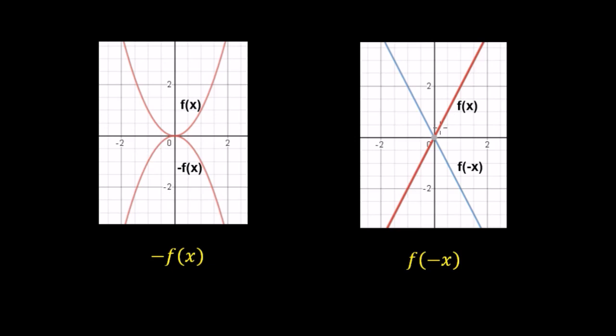We can take the original function f of x and we can reflect it in the y-axis by f of minus x. That will give us the blue function. So this side here is reflected on the axis, and this side here is reflected on the axis here.